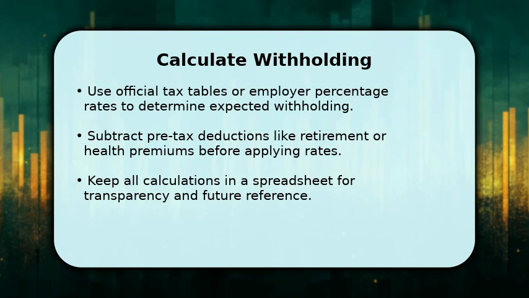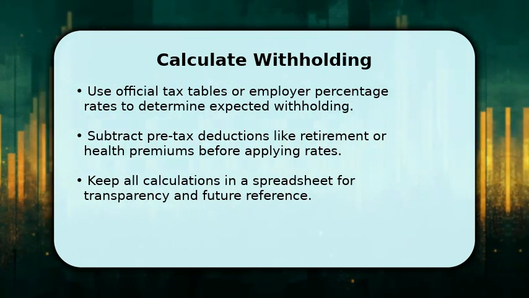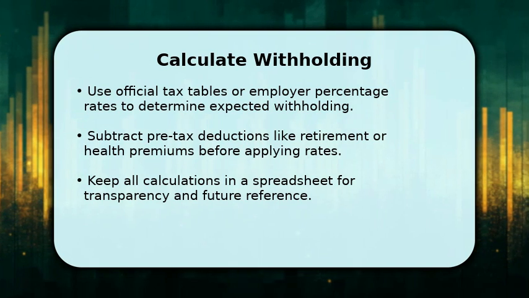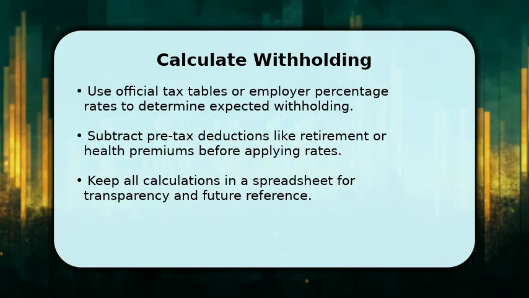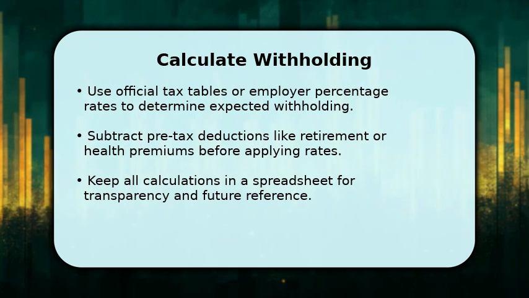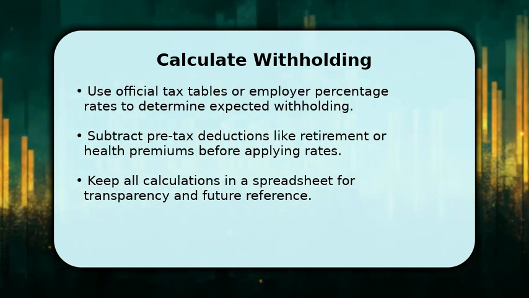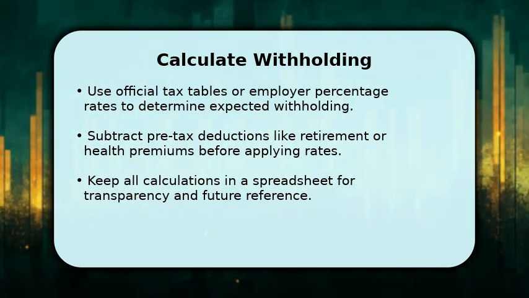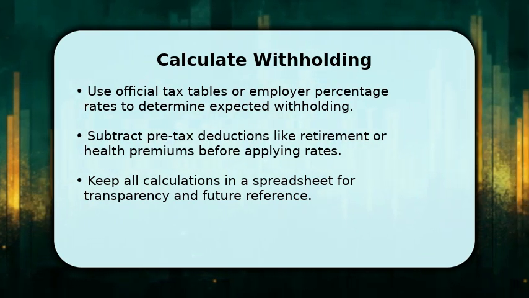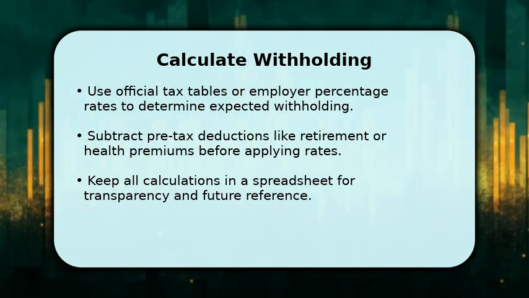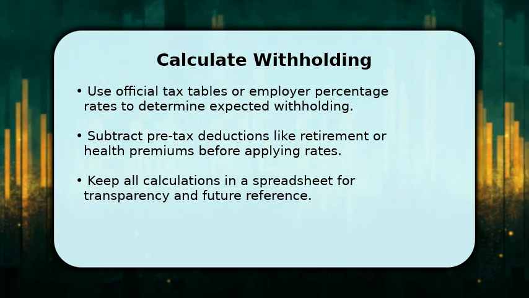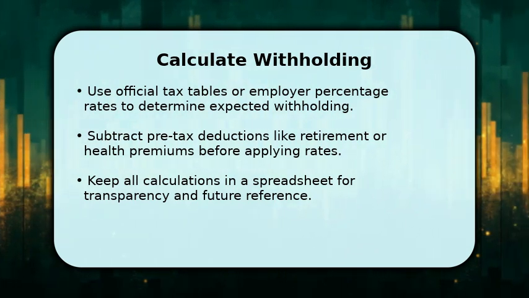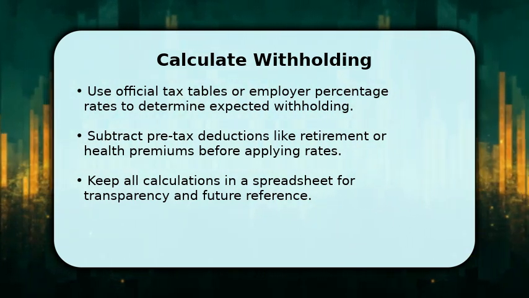Start by determining your taxable wages after pre-tax deductions, then apply the correct federal and state percentages. Enter each payment and withholding line into a spreadsheet to sum totals and spot discrepancies. Double-check for multiple payers or supplemental wages that use flat rates. If numbers differ, track source documents to resolve underwithholding or overwithholding quickly and clearly.